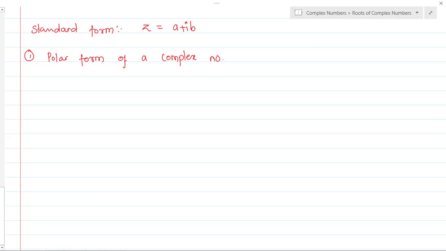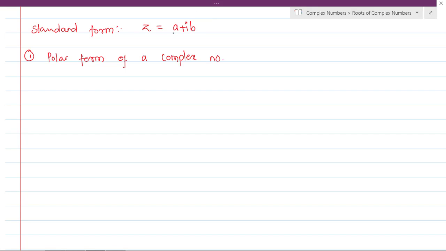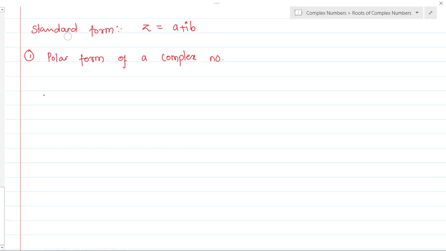Very good. See here, suppose I have the complex number z is equal to a plus ib. Do you know the polar coordinates? Have you studied the polar coordinates? Yes or no? No. Okay, good.